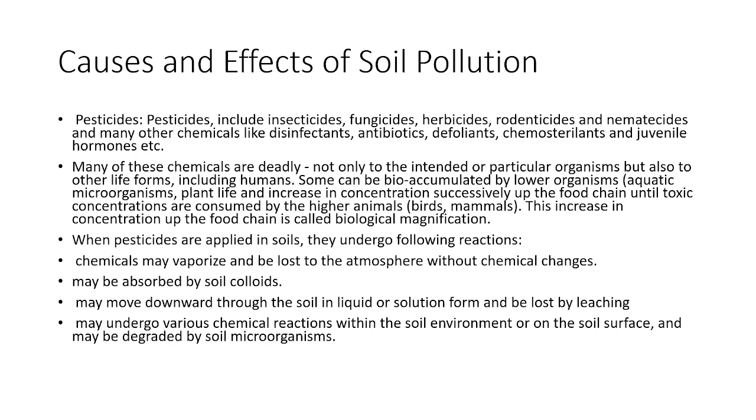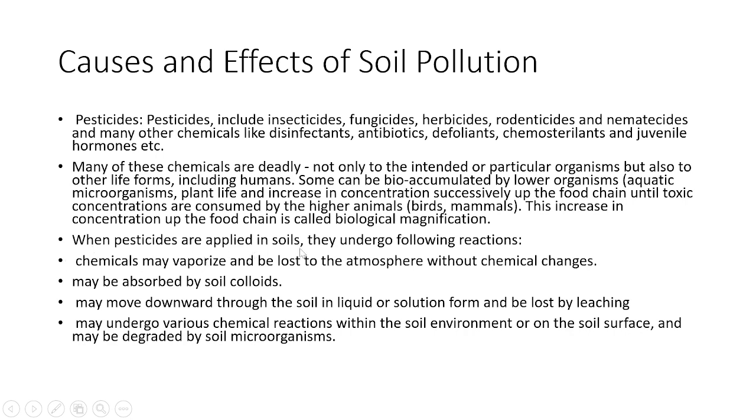This increase in concentration up the food chain is called biological magnification. The same thing which I have discussed with you: the toxic chemical is accumulated in any microorganism or plant life, and the concentration increases successively up the food chain until toxic concentrations are consumed by higher animals, because as we know each trophic level is dependent on the other. So this bioaccumulation leads to biological magnification, or biomagnification.